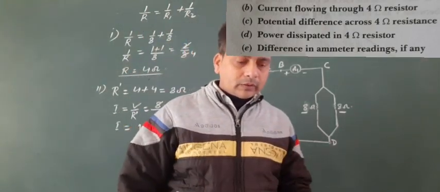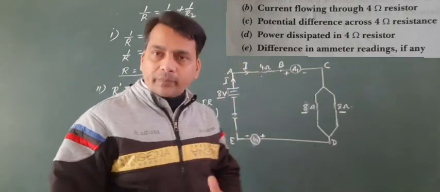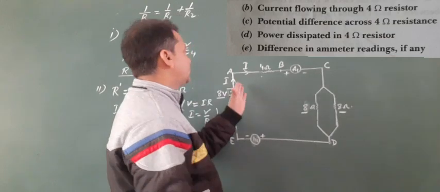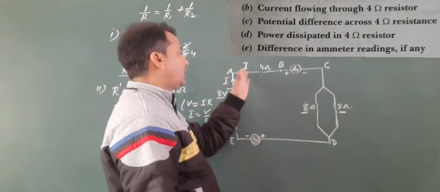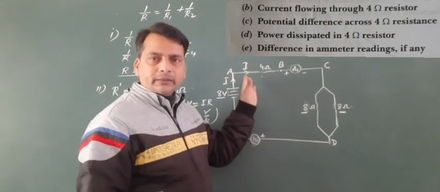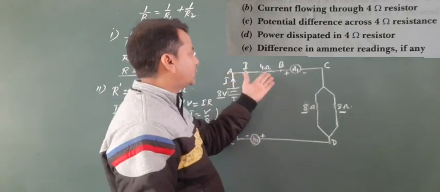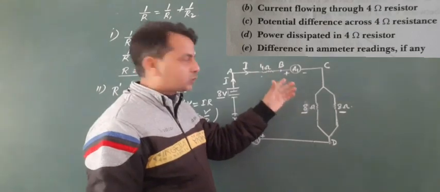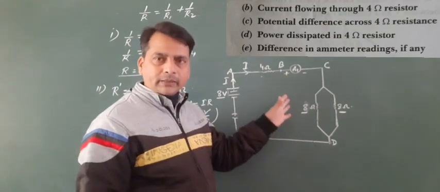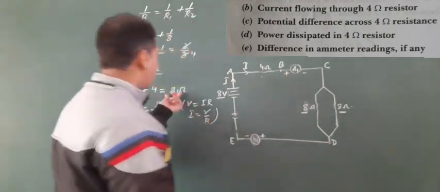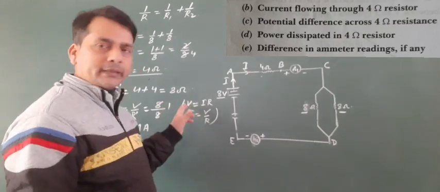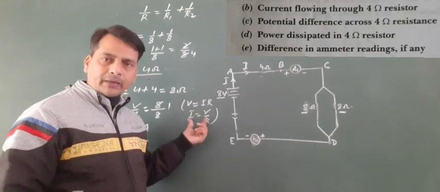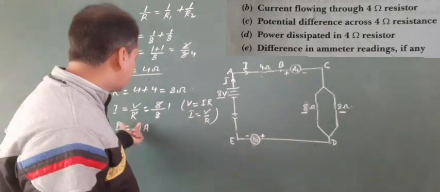Question number 2, current flowing through the 4 ohm resistor. So here in this circuit, suppose the net current is I, which flows across the 4 ohm resistor. First step in this question: the total or equivalent resistance is 8 ohm. Then according to Ohm's law, V equals I into R and I equals V by R. Apply this formula in this question.